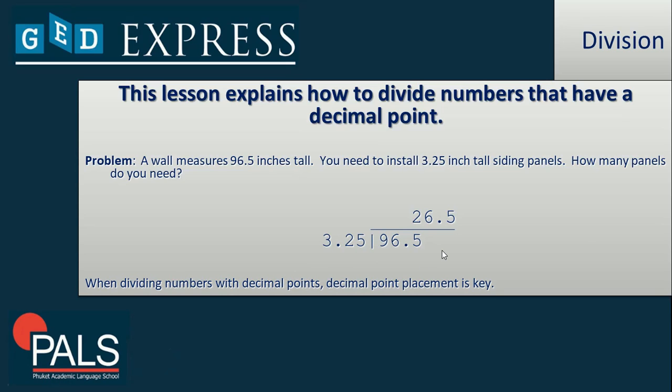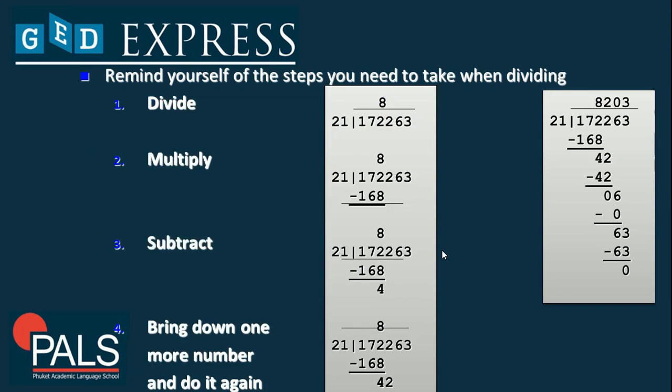So when dividing numbers with decimal points, the decimal point placement is the key. For example, we divide 172,263. And this is just a reminder of the steps on how you divide. So the answer over here is 8203. The first step is divide, and then we multiply, and then we subtract, and then we bring down one more number and do it again.